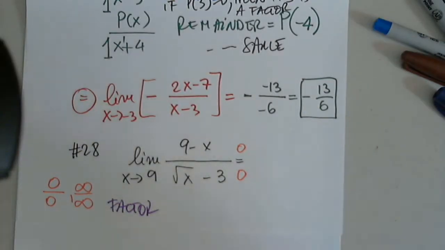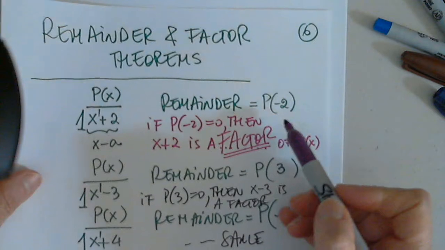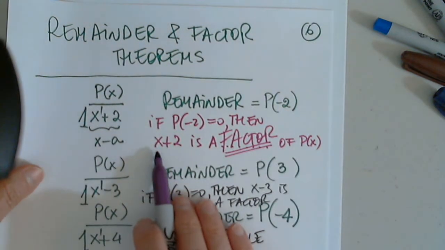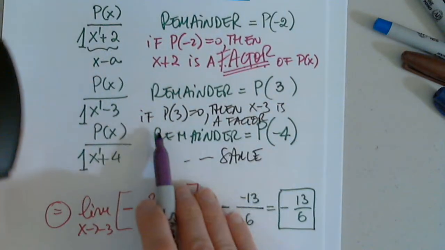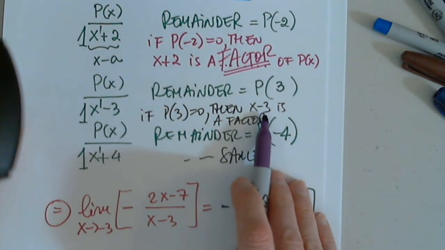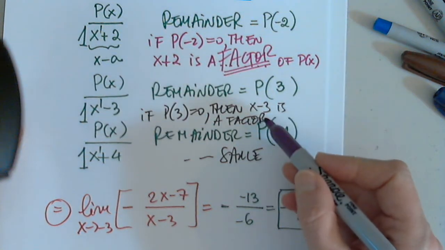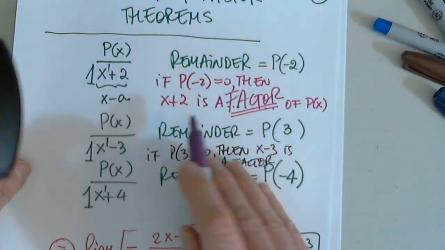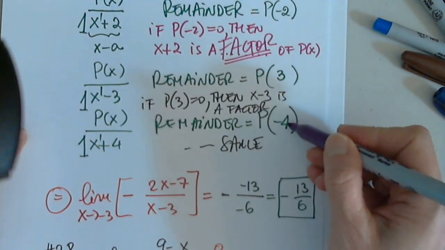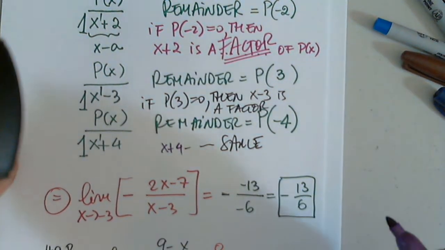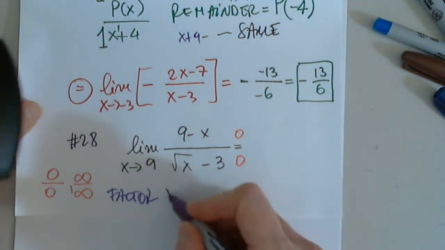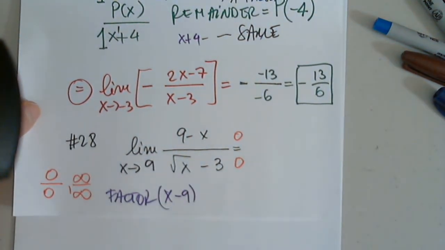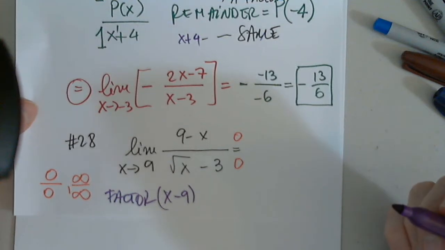It's right above my nose, right with the page, right? If I plug in negative 2, I cannot say that the factor is x plus 5. If I plug in 3, I cannot say that the factor is x minus 7. If I plug in 3, the factor has to be x minus 3. If I plug in negative 2, the factor is x plus 2. If I plug in negative 4, the factor is x plus 4. Is that clear? Good. So the factor is x minus 9. So I expect somehow to get rid of x minus 9 from the top and the denominator.